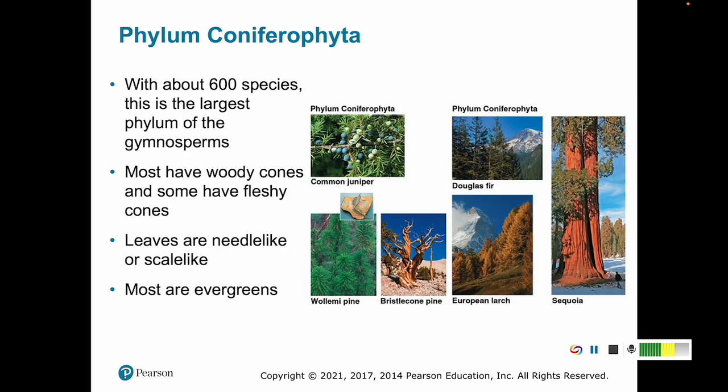And then phylum Coniferophyta. This has about 600 species, the largest phylum of gymnosperms. It includes things like junipers, pine trees, European larch, Douglas fir, and the great sequoia trees. Most of these produce woody cones, which is where their name Coniferophyta comes from. Some of them have fleshy cones.